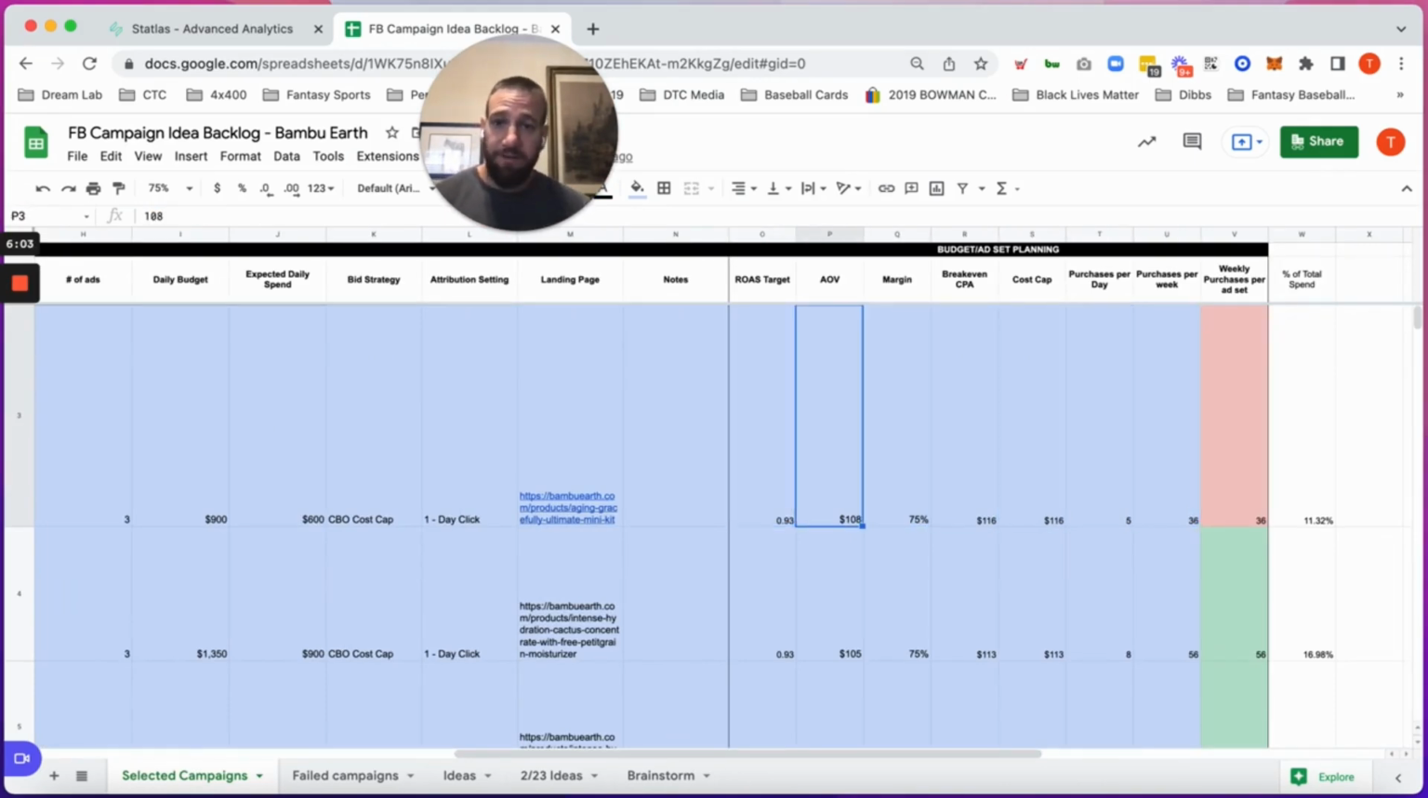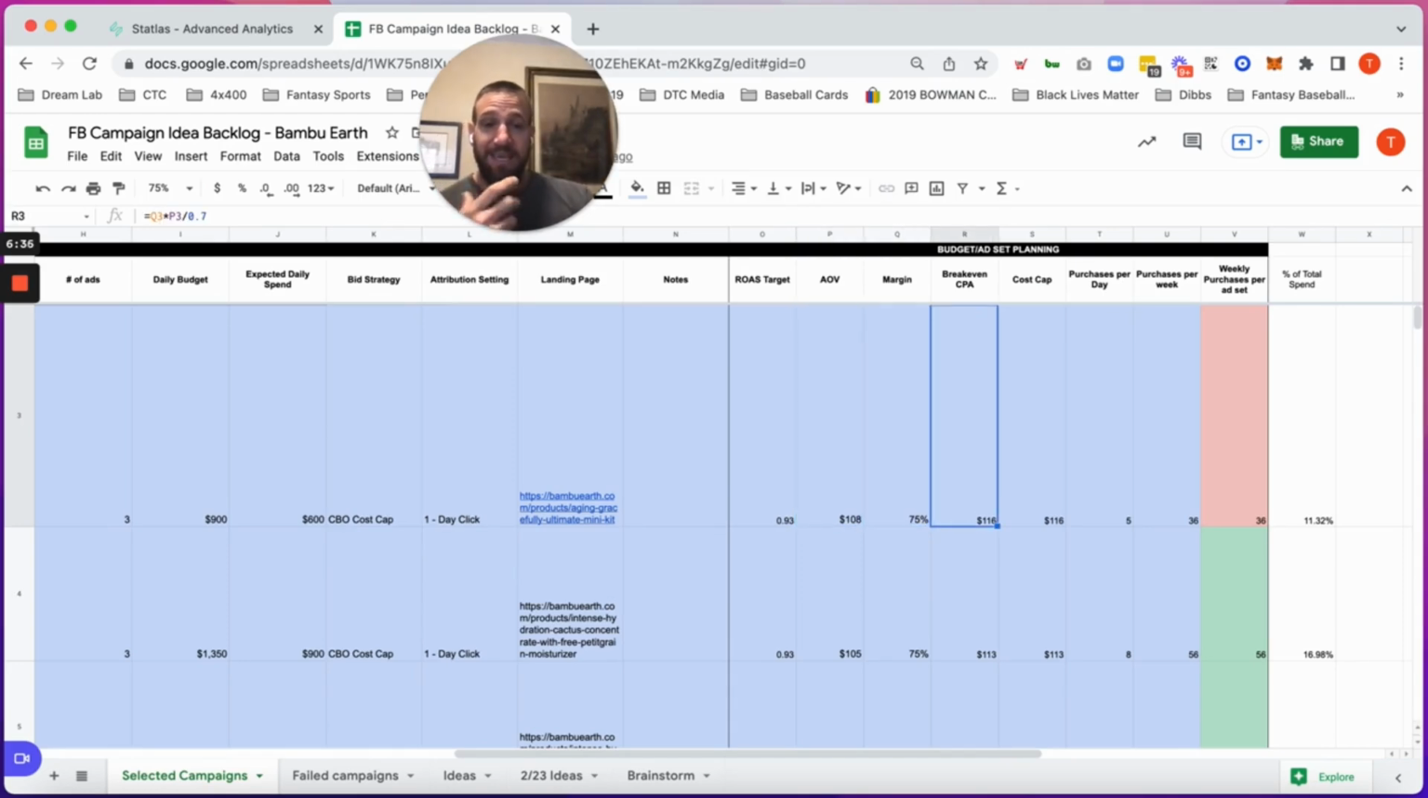What I want to fill out is, what is the anticipated average order value of this product? Remember, this is where it's really important to understand the specific order value of the funnel you're designing. If you're running to the homepage, you might be able to use the website's average order value, but likely the offer that you're running has a specific anticipated order value. So we use the AOV for this offer. Then we want to understand the margin on that bundle. What is the margin on that? And from there, that allows us to set a break-even CPA.